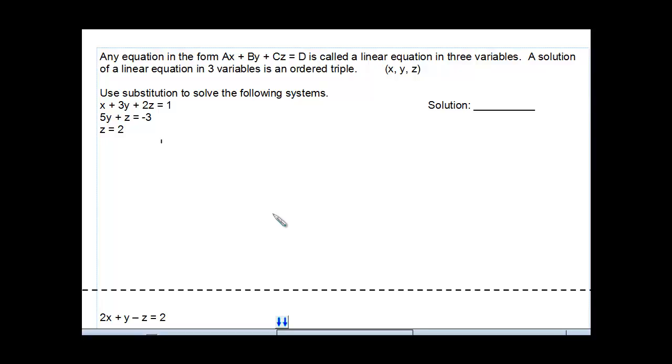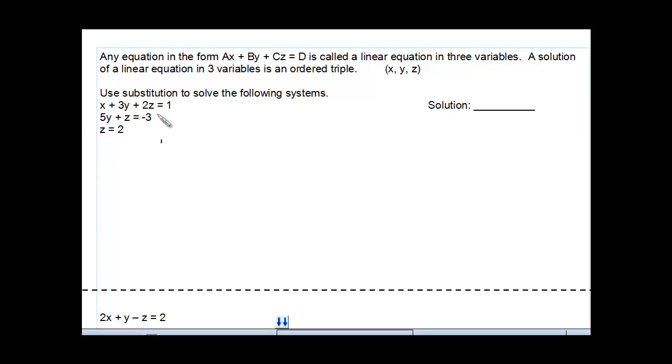Let's look at equations with three different variables to solve for. Any equation in the form of ax + by + cz = d is called a linear equation in three variables. A solution of a linear equation in three variables is called an ordered triple. Let's use substitution to solve the following system.